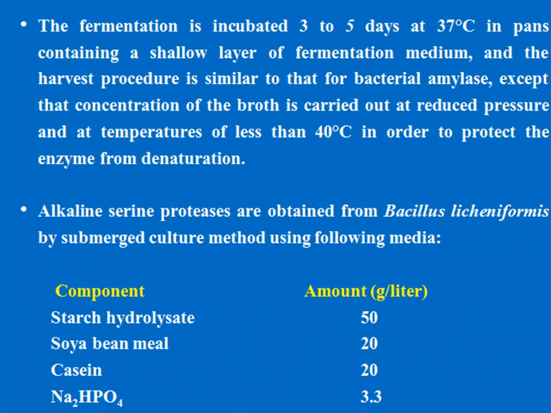The fermentation is incubated 3 to 5 days at 37 degrees centigrade in pans containing a shallow layer of fermentation medium, and the harvest procedure is similar to that for bacterial amylase, except that concentration of the broth is carried out at reduced pressure and at temperature of less than 40 degrees centigrade in order to protect the enzyme from denaturation. Alkaline serine proteases are obtained from Bacillus licheniformis by submerged culture method using media having components like starch hydrolysate, soybean meal, casein, and sodium hydrogen phosphate.